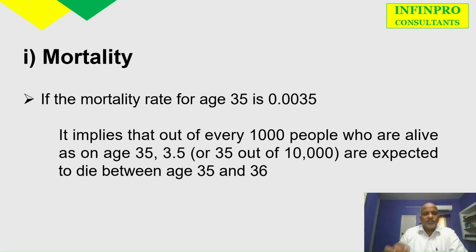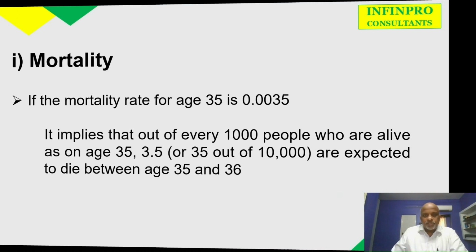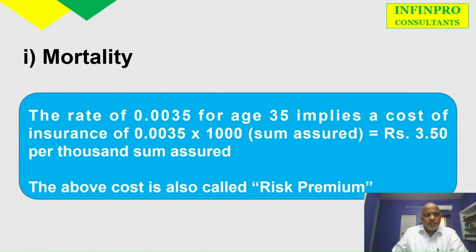So we know that for a 35-year-old person, the life insurer will charge him based on the mortality table, right? Similarly, if this premium is charged at rupees 3.5 per thousand sum assured for a 35-year-old person, this particular premium is called the risk premium.